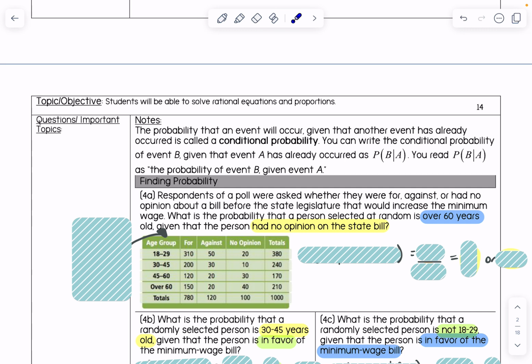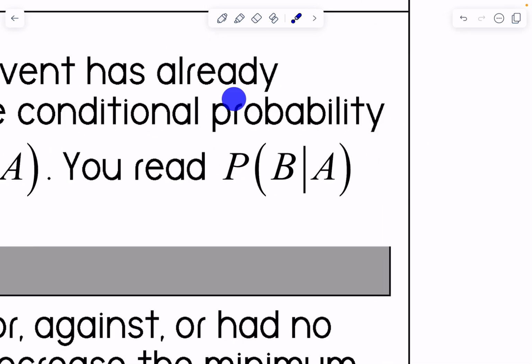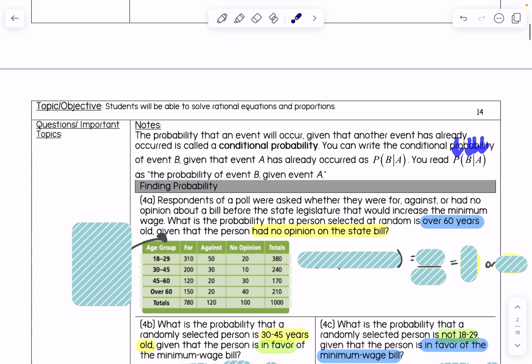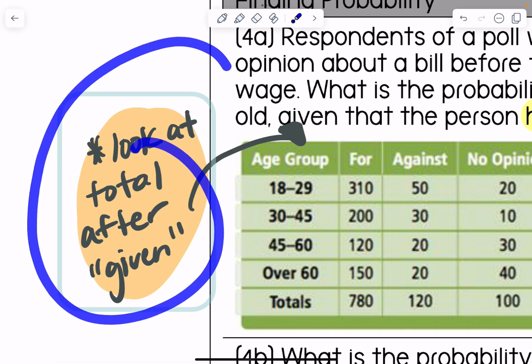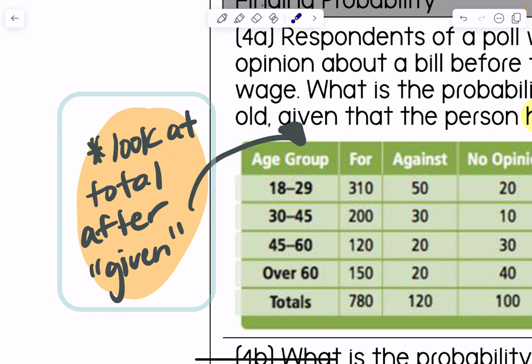All right, the probability that an event will occur given that another event has already occurred is called a conditional probability. You can write the conditional probability of event B given that event A has already occurred like this. You read this as the probability of event B given event A. So here's how you do it. The probability of event B given, that's what that line means, event A. So I would take a moment and pause, write this stuff down with this arrow pointed to the word given.